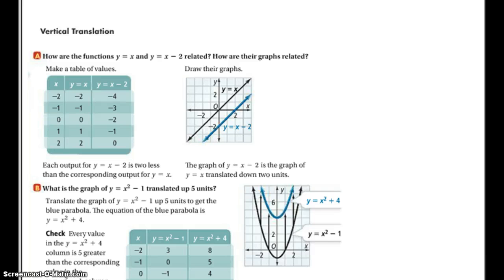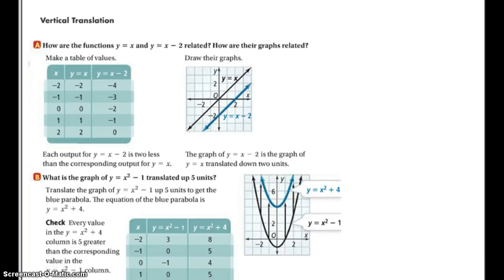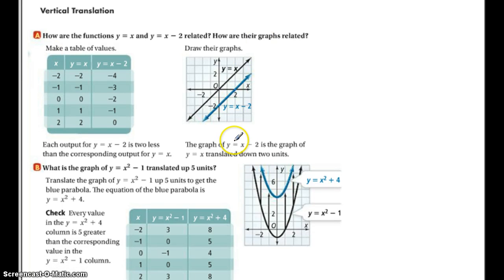Next one is a vertical translation. Oh, these are examples of the vertical translation. Sorry about that. First, we're going to have to think about what vertical means. Vertical means up and down, correct?